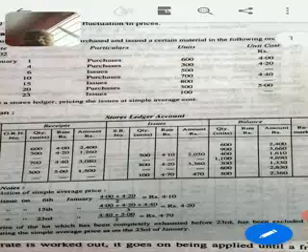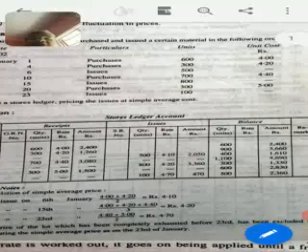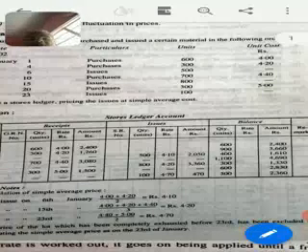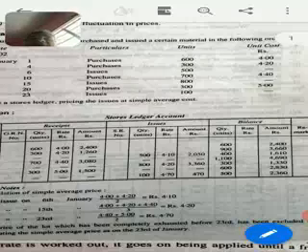Then again we have a purchase of 300, so it will be 300 into 5, and we will add up the quantity as well as the amount. Then we have to make an issue of 100 units, so 100 will come, and now what rate do we need to take?